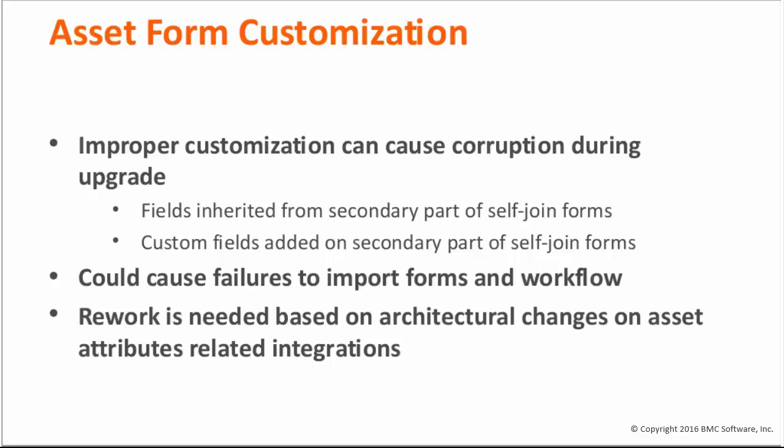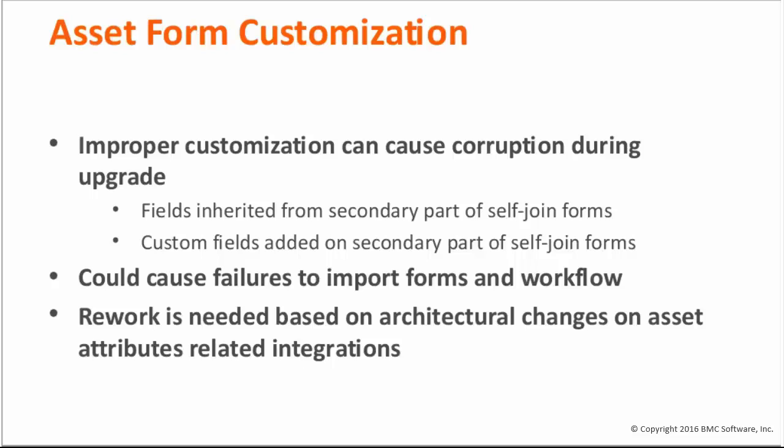For example, before 8.0, if you look at the AST computer system join form, it is a self-join of BMC.CORE.BMC_ComputerSystem and BMC.CORE.BMC_ComputerSystem. But after the 8.0 upgrade, it will be joined between BMC computer system and AST attributes. If you add fields to the join form from the secondary part of the join, then you would lose your changes or customizations. Hence, you need to fix them before starting the ITSM upgrade.